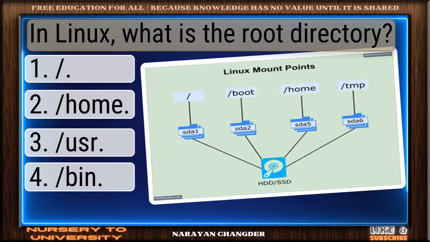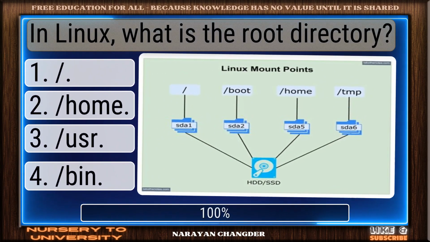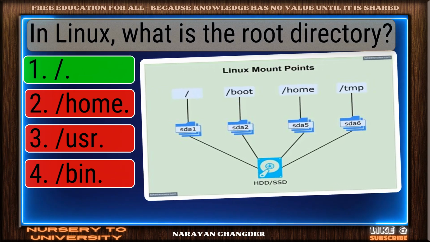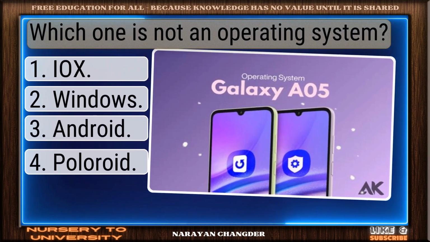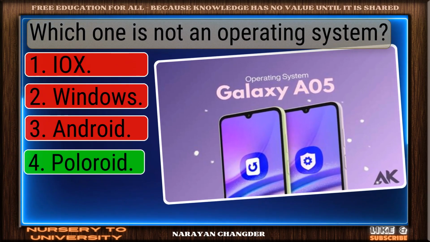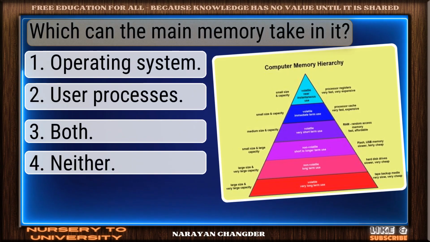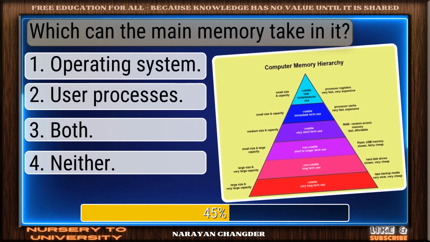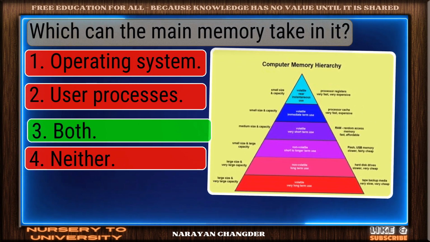In Linux, what is the root directory? Excellent. Go is a brilliant choice. Which one is not an operating system? You chose Polaroid, and it is correct. Which can the main memory take in it? Good job. Your answer both works well here.